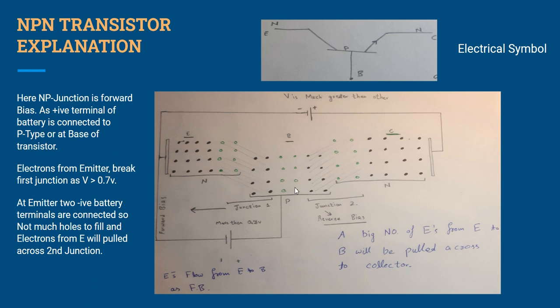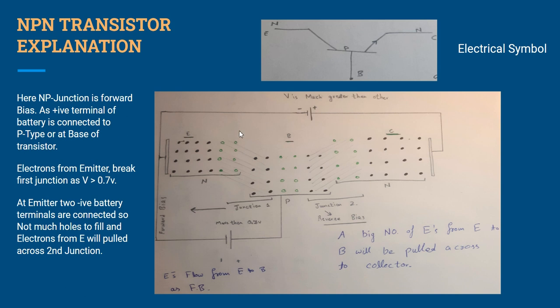We don't have many holes at the base to fill them. So these electrons will try to jump this barrier, and maybe they want to flow in this direction as I am moving the mouse.